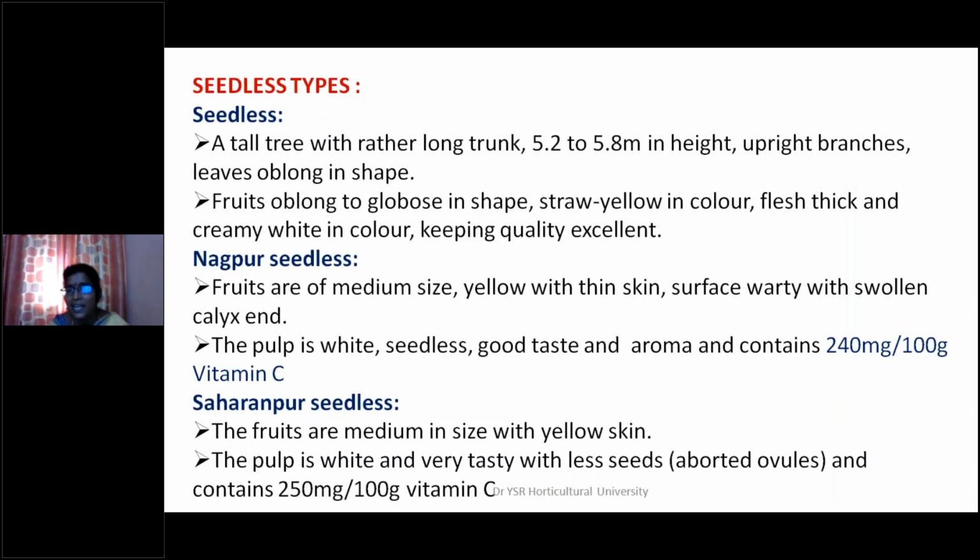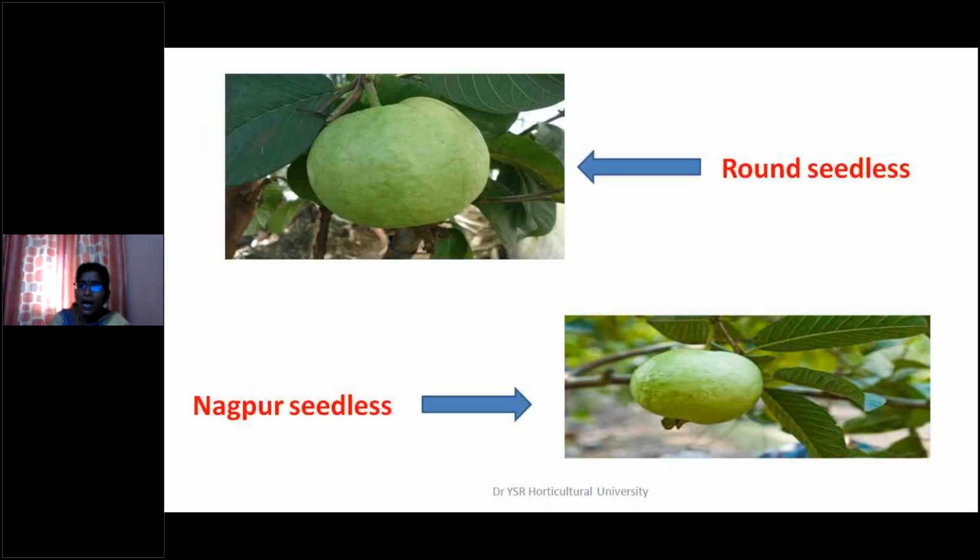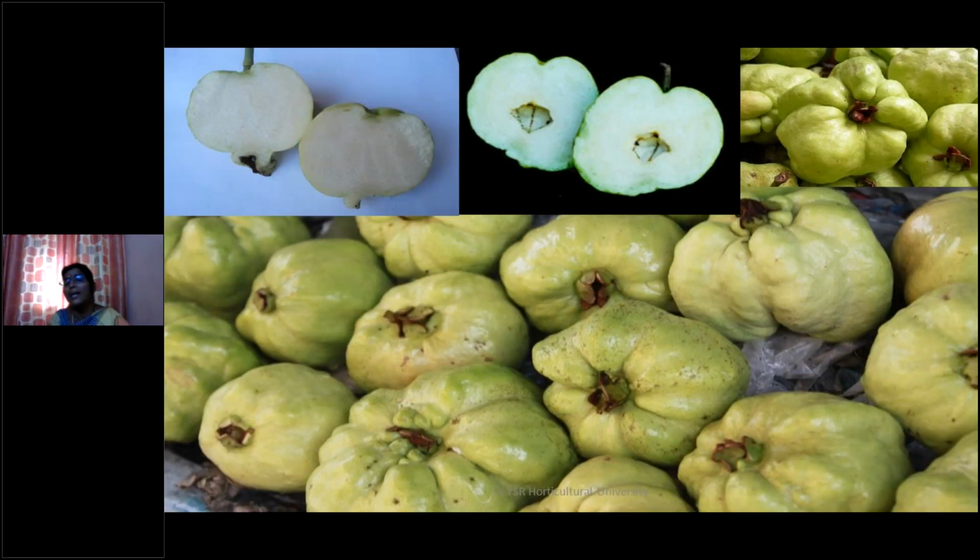Yeah, seedless varieties are there, sir, but they are not useful on a commercial scale because they have an upright growing stature. They are shy bearers. You will get only 70 fruits per plant per year. There are Nagpur seedless, Saharanpur seedless. The fruits are also misshapen. So you can have one or two plants in your orchard for house purpose.